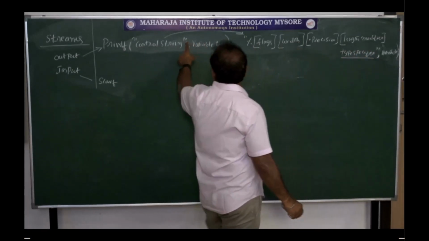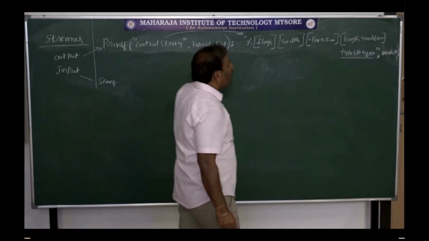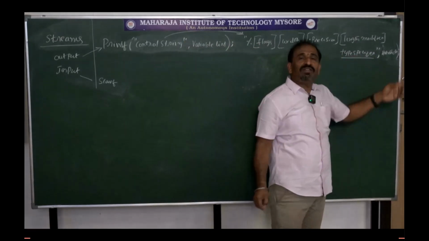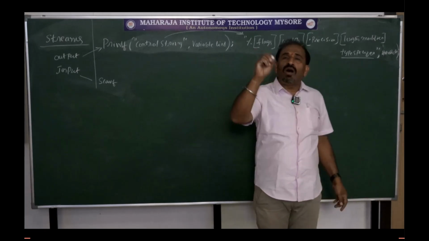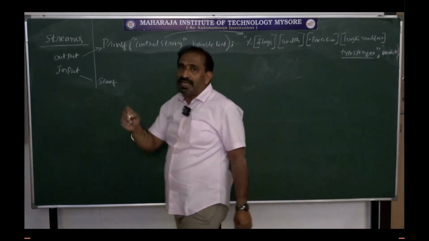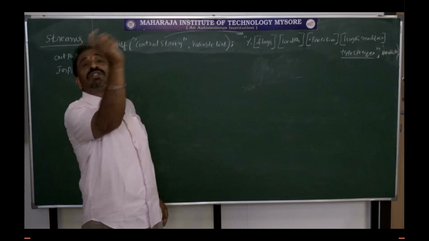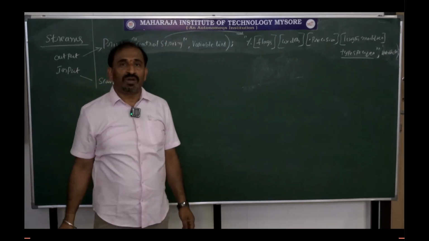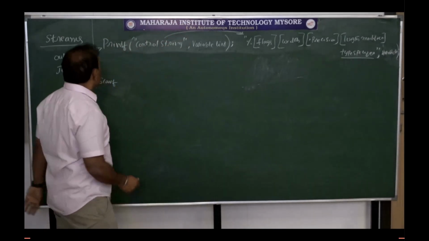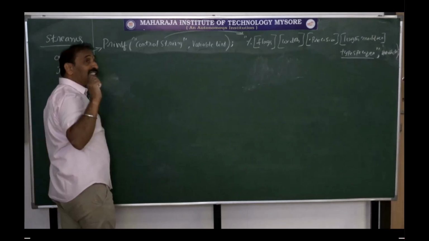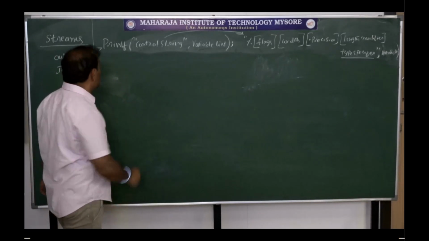Quotes close. Then the variable list. So how many variables have you used? All these variables are to be given as the source. Okay, so this is how printf works. Let us see an example so that you can understand this better.